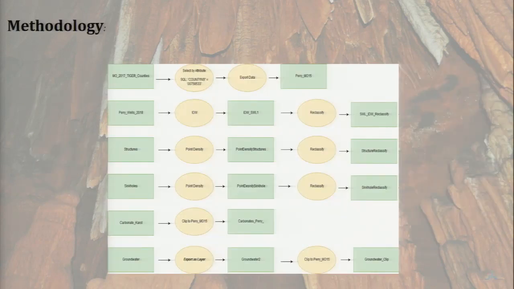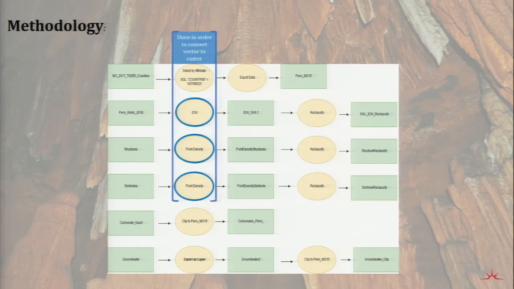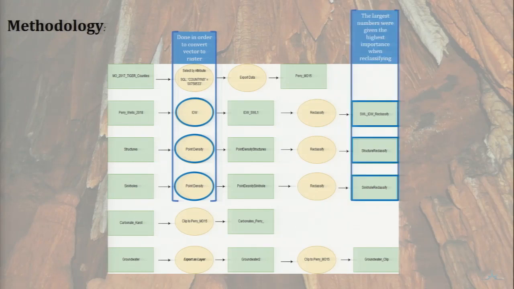My methodology, these were all my beginning layers. In order to create a continuous raster surface, I needed to convert my well data, my structure data, and my sinkhole point vector data into raster. I used an inverse distance weighted, or IDW, for the wells, where static water level was an attribute column. So I just used that attribute column, did the IDW just on that. I did a simple point density conversion for the structure and sinkhole data right over here. After doing that, I reclassified them into 10 groups.